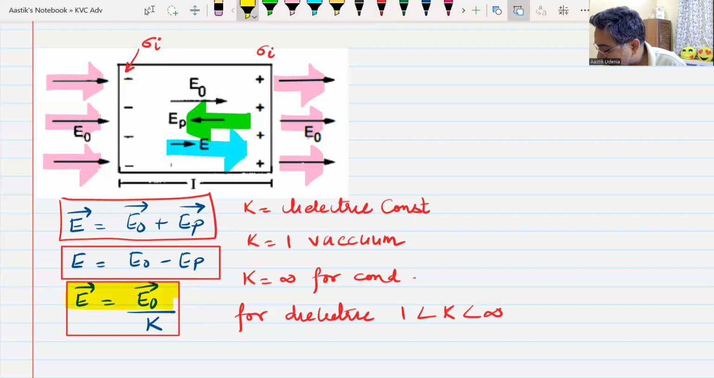This E vector can be written as E naught vector by K. Can you remember this? Yes, sir.